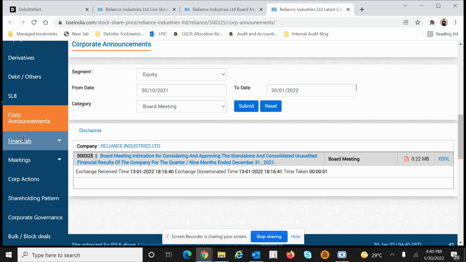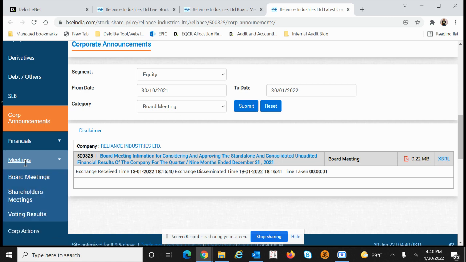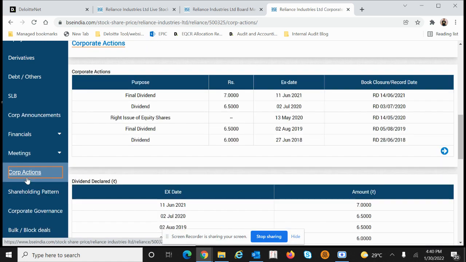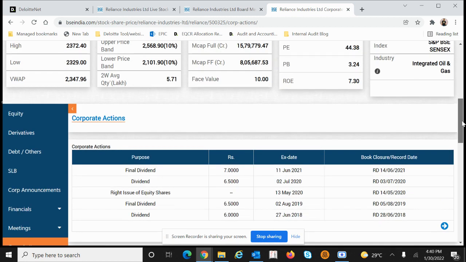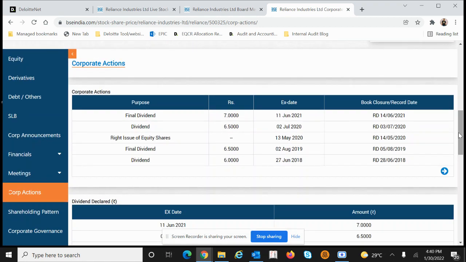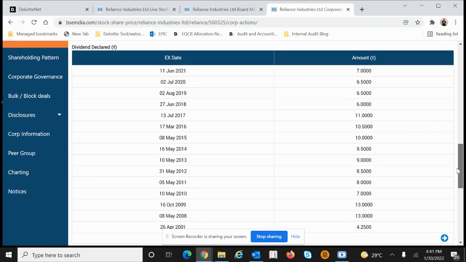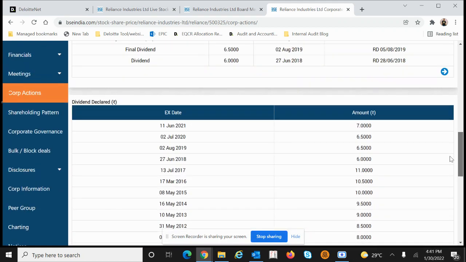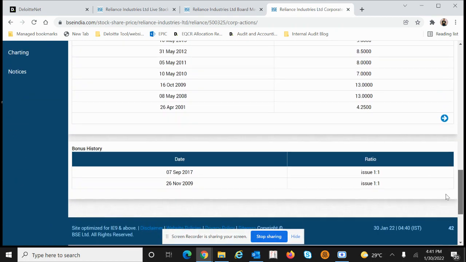So we have gone through the financials, the corporate announcement, and the meeting, and the next is the corporate action. The corporate action is a summary form. This will give you the summary of the last five corporate actions. For dividend declared, here you can get the detail of what dividend was declared by the company. Always remember that the dividend is always declared on the face value.